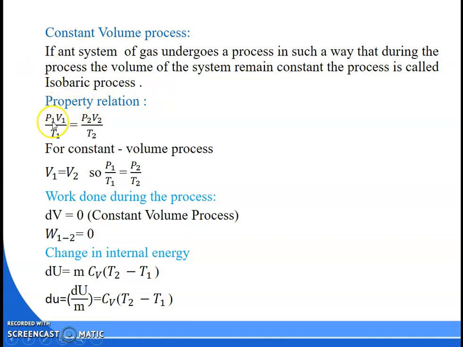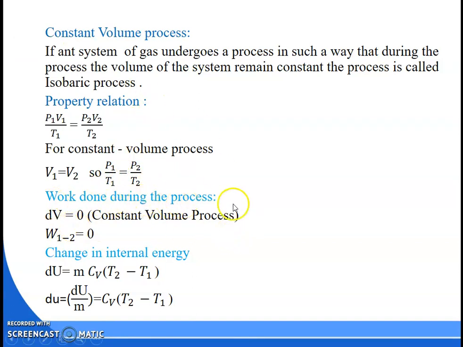Then what is the property relation? We will derive it from the general gas equation: P1 V1 by T1 is equal to P2 V2 by T2. For a constant volume process, V1 is equal to V2, so in place of V2 I can write V1, and V1 will be cancelled. What is left? P1 by T1 is equal to P2 by T2. By using this property relation, we can calculate any one property if three properties are given to you.